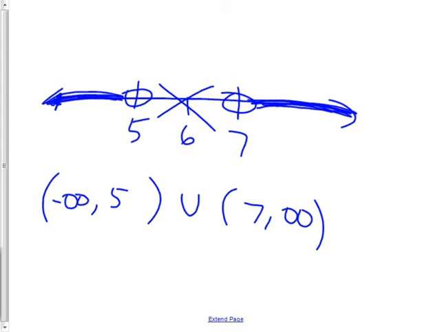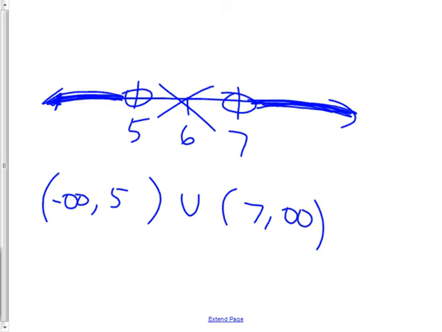But you can't touch infinity. When you're saying bracket, it means you can touch there. If I put a bracket around infinity, I'm saying I can get to and touch infinity, but you can't. No, it just means you can touch at that spot.